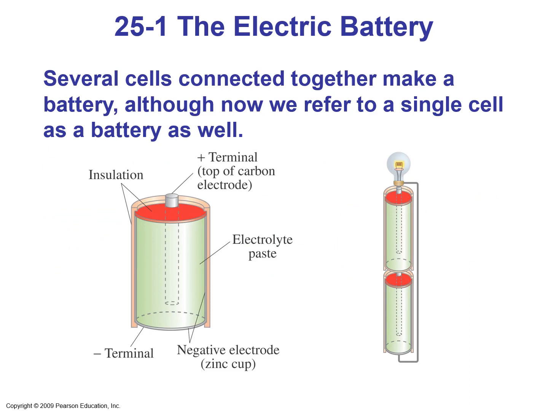So here on the left we see a demonstration of a battery, which contains a negative terminal and a positive terminal. At the bottom we have the negative terminal, the negative electrode, a zinc cup. On the top we have the carbon electrode, the positive terminal, which is isolated with an insulator, and they are all in the electrolyte paste.